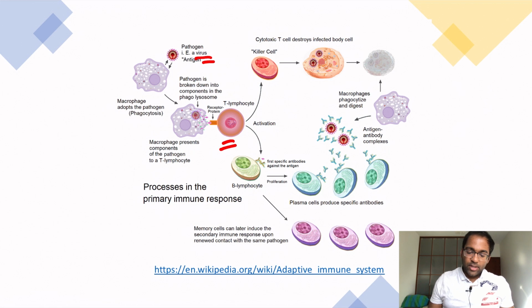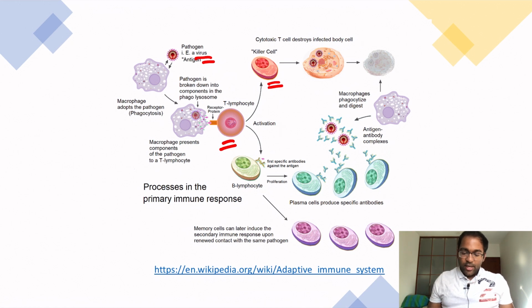Now a T lymphocyte will recognize the antigen which is presented by the macrophage, and it will lead to activation of either natural killer cells or cytotoxic T cells. As I mentioned, the pathogen is a virus, so whenever we have a viral antigen expressed, we always have either a natural killer cell acting towards it or cytotoxic CD8 positive T cells. Now cytotoxic T cells will destroy the infected body cell and get rid of the virus.